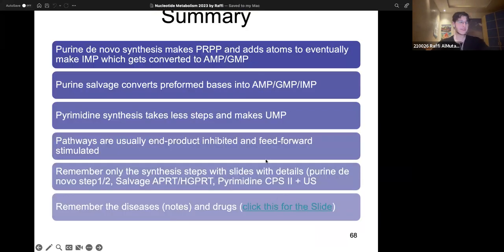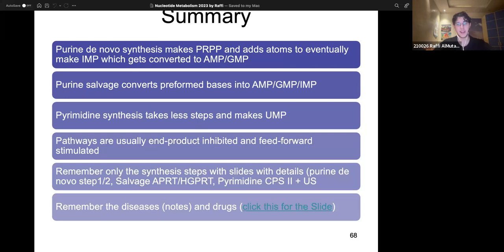Now here's a summary I wrote. So first of all, we have purine de novo synthesis. We start off by making PRPP. We add atoms. Eventually, we get IMP. That gets converted to AMP and GMP. Purine salvage converts preformed bases into AMP, GMP, and IMP. AMP by APRT, GMP and IMP by HGPRT, and they all require PRPP. Pyrimidine synthesis takes fewer steps. It was 6, and it makes UMP. UMP is the parent.